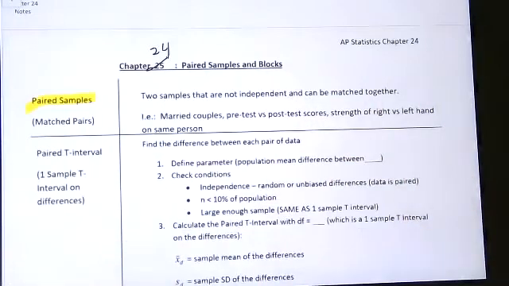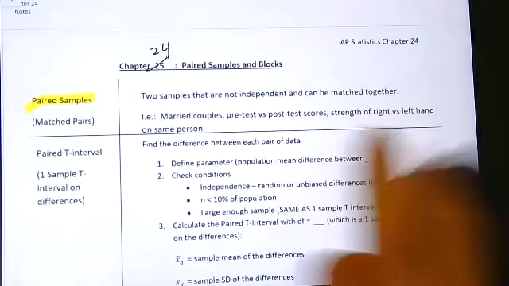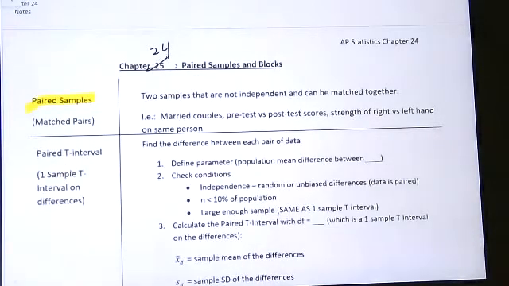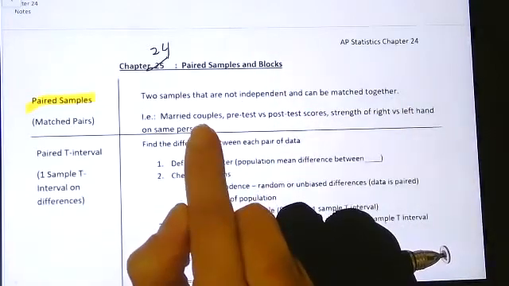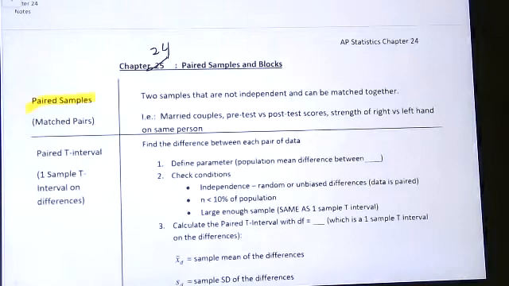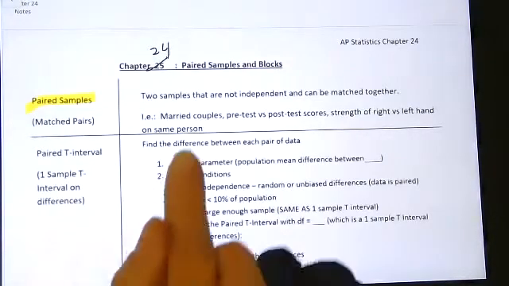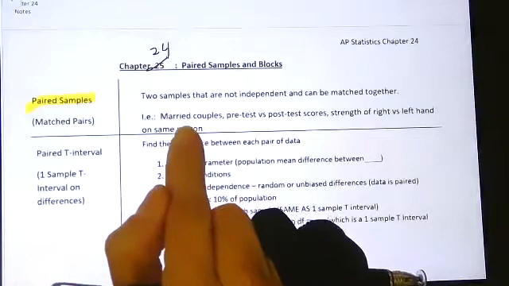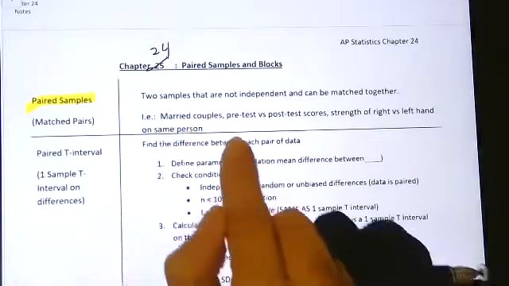So this says right here, paired is two samples that are not independent and they are matched together. For example, if we were doing some type of experiment or study on married couples, the husband and the wife are not independent of each other. They probably have a lot of things in common, hence the fact that they decided to get married. So those would not be independent. So any opinions or anything about them, we could not treat them as independent.